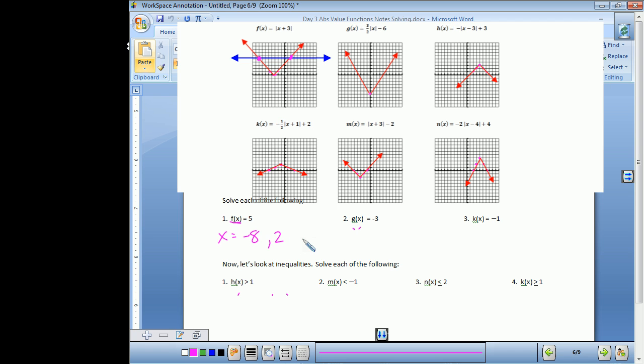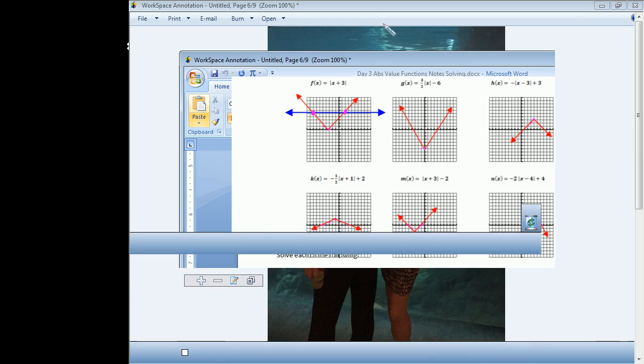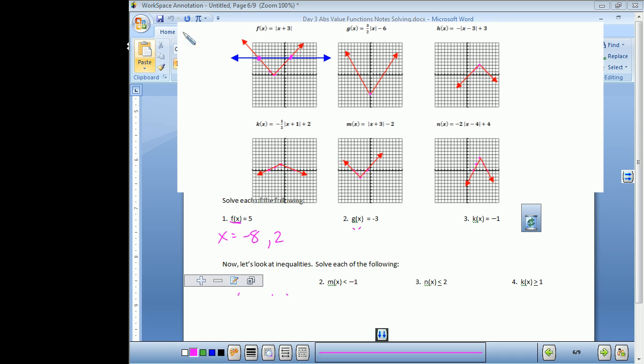Now, what would happen if I took those two x values, negative 8 or positive 2, and plugged them into the equation? Well, if I plugged in negative 8, I get the absolute value of negative 8 plus 3. The absolute value of negative 5 is 5. Did I get out 5? Yes, I did. If I plug in 2, I get 2 plus 3 is 5. The absolute value of 5 is 5. Okay, let's look at the next one.